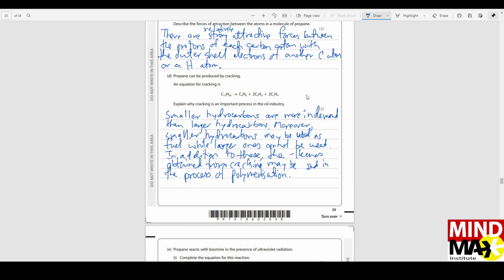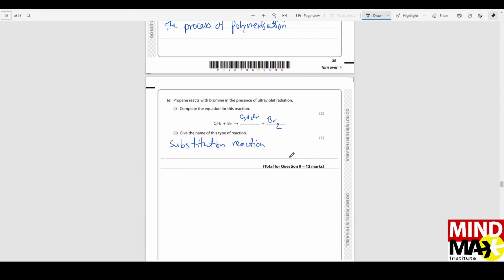And the other one is, in addition to these, the alkenes obtained from cracking may be used in the process of polymerization. So alkenes are something which we get from cracking. If you look carefully in here, we are getting C3H6 and C2H4. Both of these are alkenes. So alkenes are used in the polymerization process to get polymers. So that's why alkenes you get from the cracking process are also very useful.